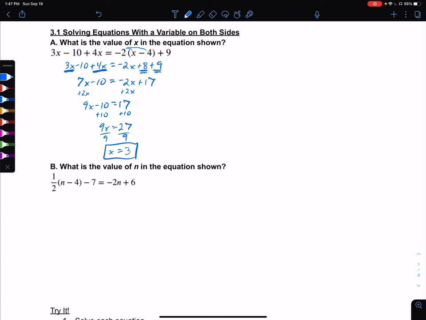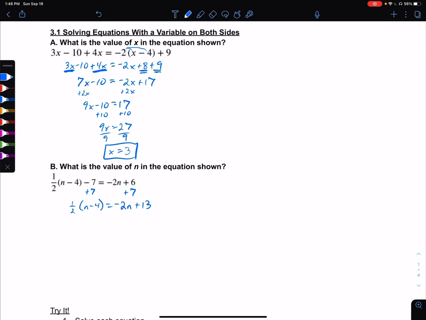We have 1/2 times the quantity n minus 4 minus 7 is equal to negative 2n plus 6. Now, here's a problem where I'm not going to distribute first. One, because I have a fraction, and I don't want to create more fractions if I don't have to. So what I'm going to do is move this 7 over to the opposite side and try to isolate that term that has the fraction mixed in there. So this is 1/2 times n minus 4, which would be equal to negative 2n plus 13.